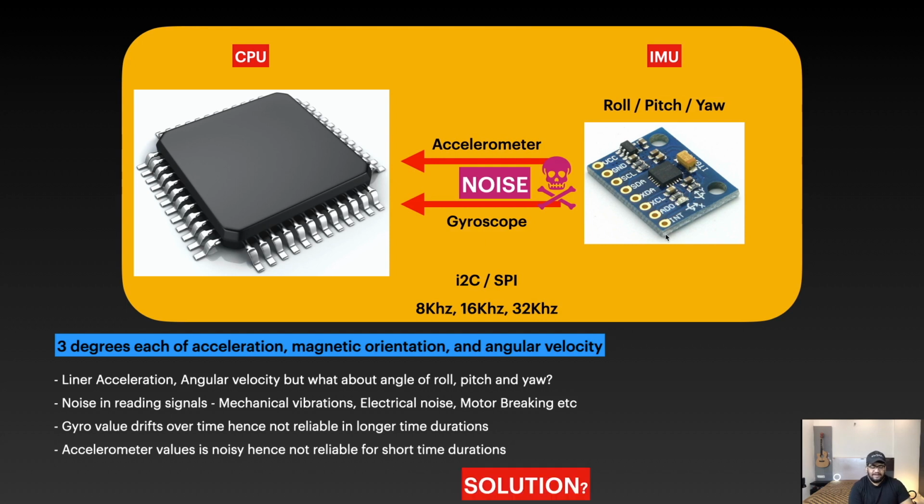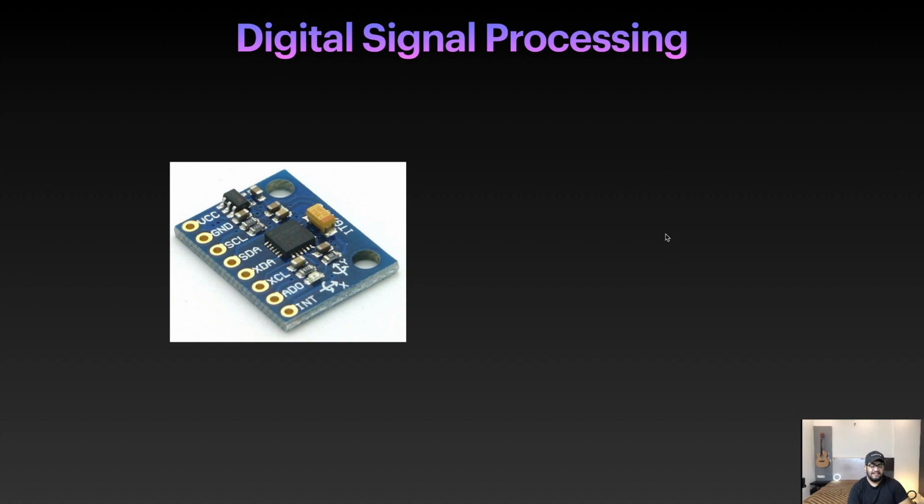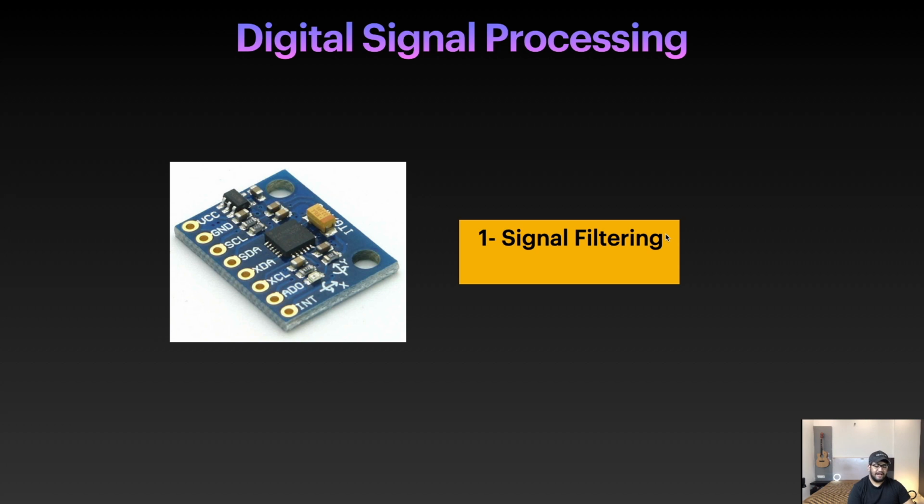And what is the solution? The solution lies in digital signal processing. Now that you know that we have all these problems, we also have the solutions, and the solution lies in DSP, or digital signal processing. So what exactly is DSP? It's like filtering of signals. What we need to do is filter the main signal out from the noise. We need to filter out the noise.